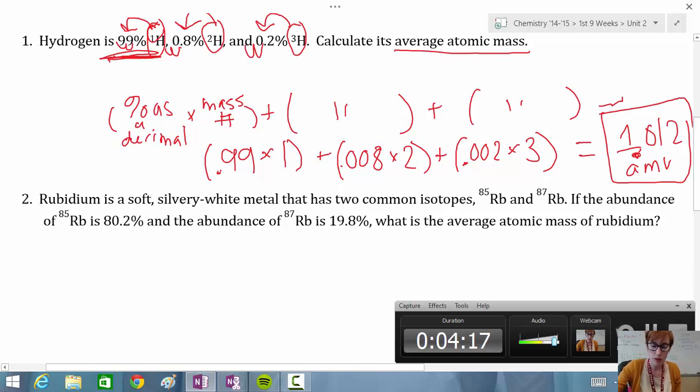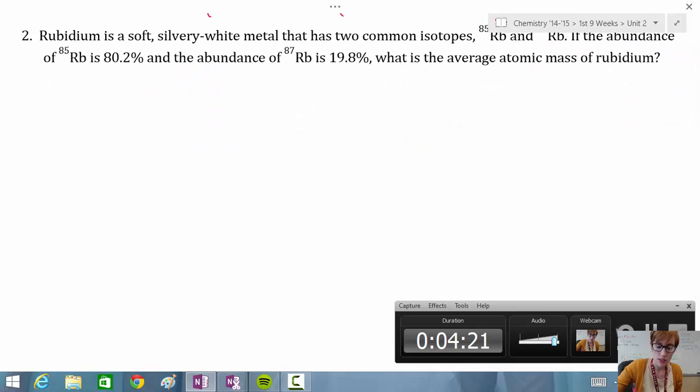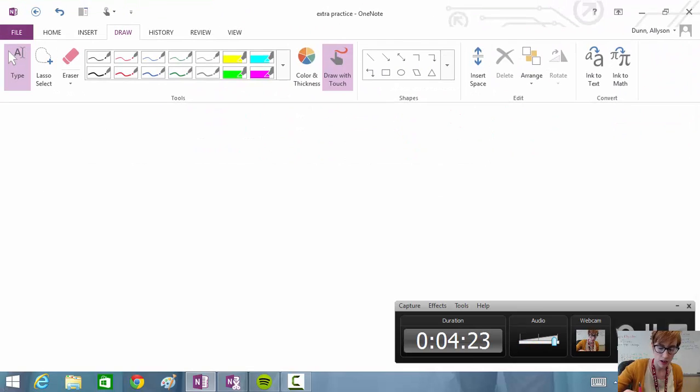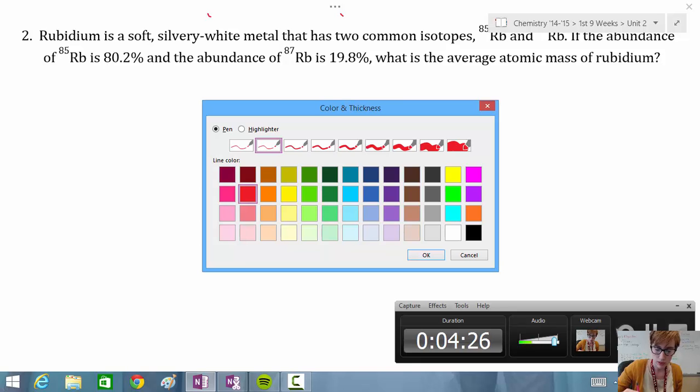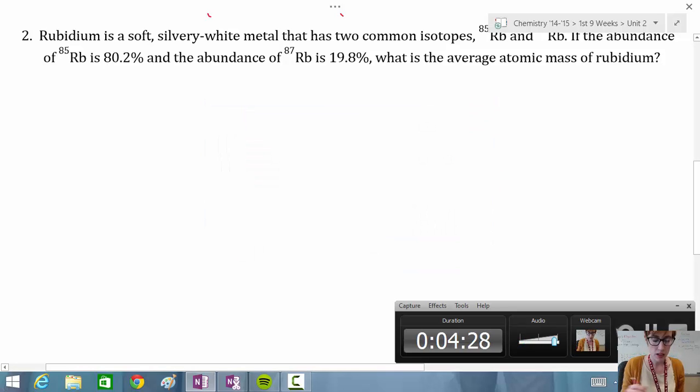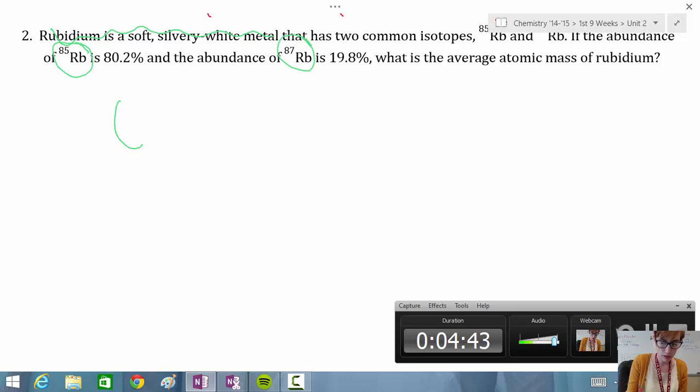Okay, let's do another practice problem. I'm given rubidium. Rubidium is a soft, silvery white metal that has 2 common isotopes. All of that's extra information, I don't need it. What are these 2 isotopes? It's rubidium 85 and rubidium 87. So here's my formula. I know I have 2 isotopes, so I'm going to have 2 parentheses.